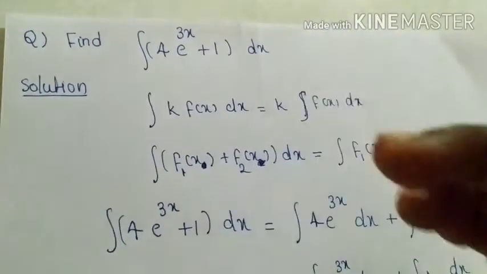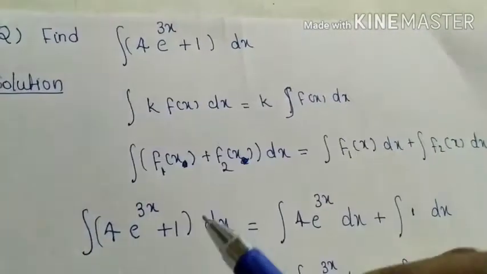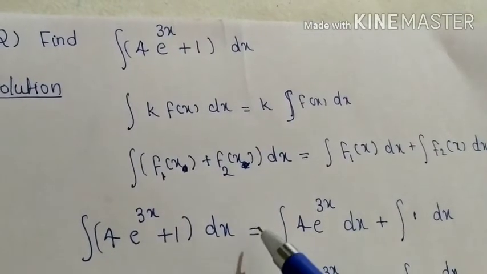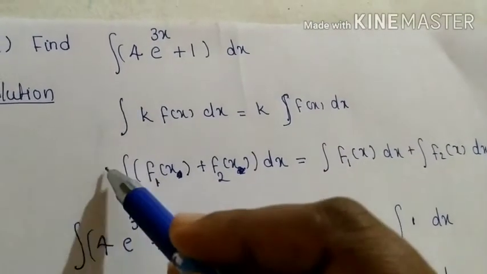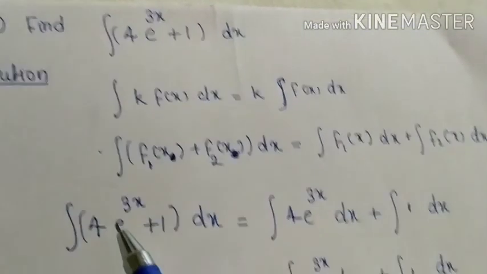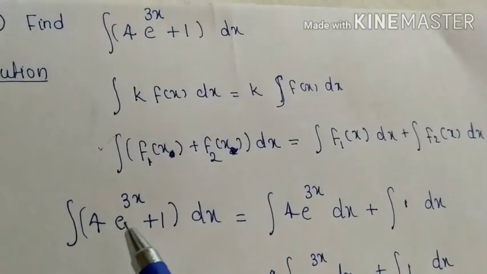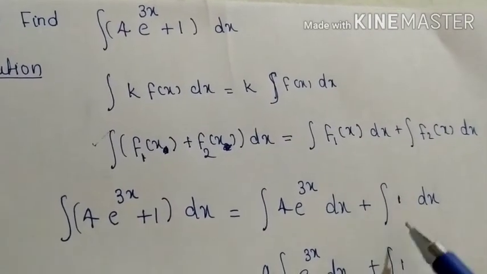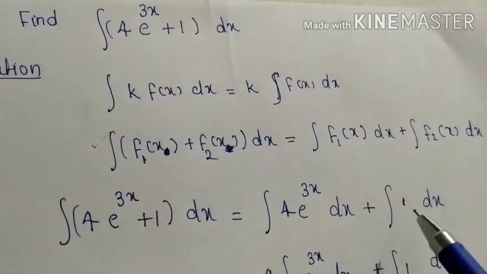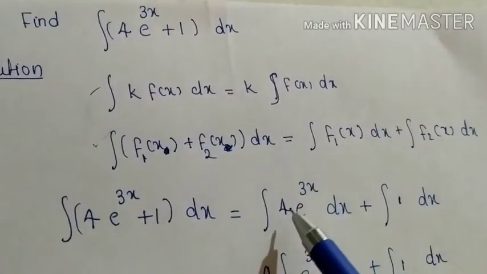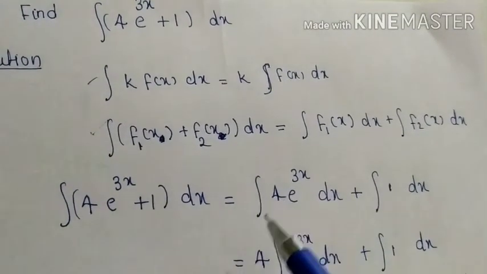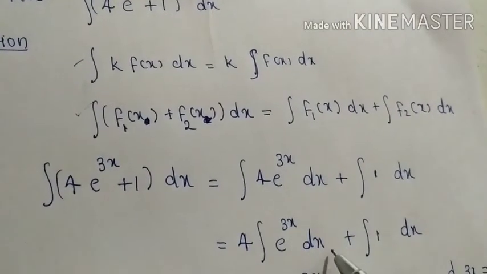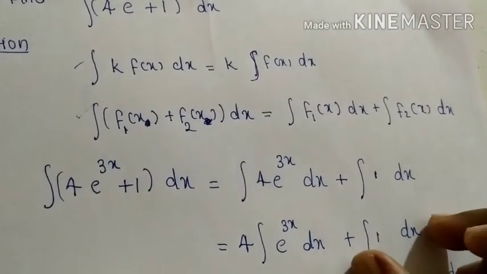Integral 4 e raised to 3x plus 1 dx is equal to, first I am using this property. By using this property, we can split the integral into two, that is integral 4 e raised to 3x dx plus integral 1 dx. Next, using this property, here 4 is a constant, right? So taking this 4 outside the integral, we get 4 into integral e raised to 3x dx plus integral 1 dx. This term remains the same.